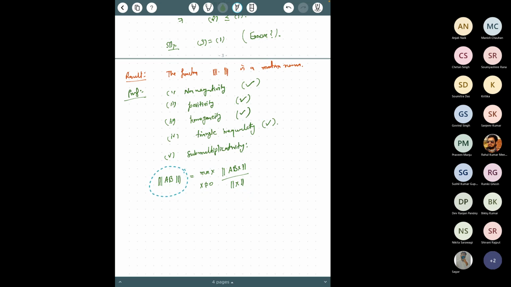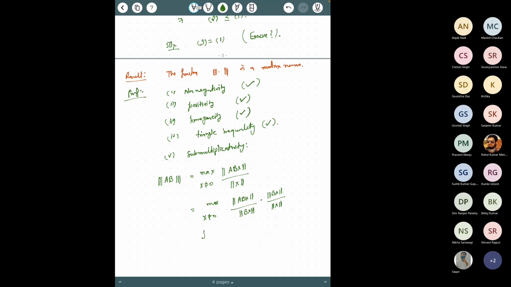So what we can say from here is that this maximum is not attained for vectors which are in the null space of B, right? So clearly, without loss of generality, we can assume that this maximum is taken over all x for which Bx is not equal to 0. So I can do the following, I can divide with Bx.